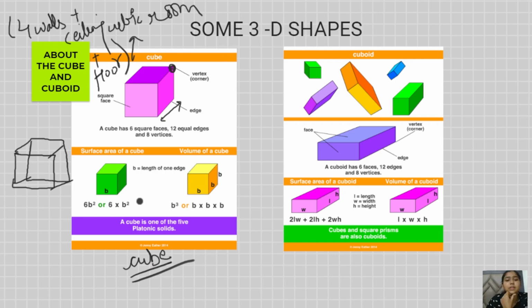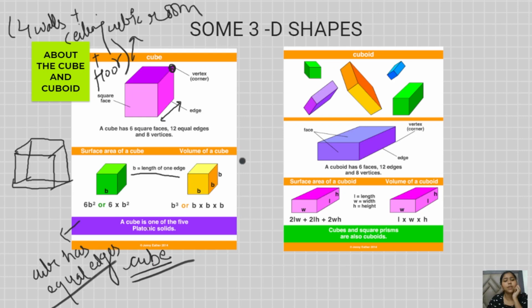Here is mentioned the surface area of the cube, that is 6 multiplied by a square, where a is the length of the edge. Basically the cube has equal edges, you know that cube has equal edges, right? So that is why in case of cube, 6a square will be the surface area of the cube, and the volume of the cube is basically a cube, where a is the length of the edge.